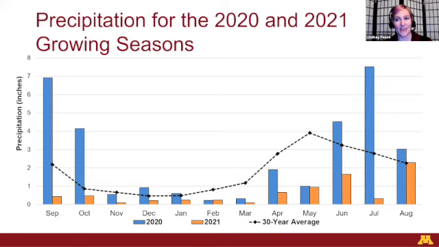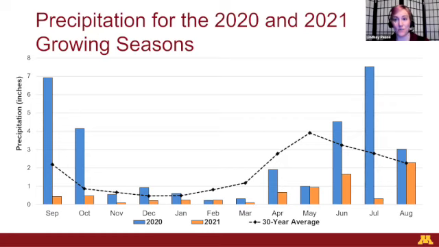So we started off in fall 2019 with very, very wet rainfall conditions. And then that continued through the winter. Everything freezes, and all that moisture stays in the soil. And then we followed that up with a very, very wet spring.